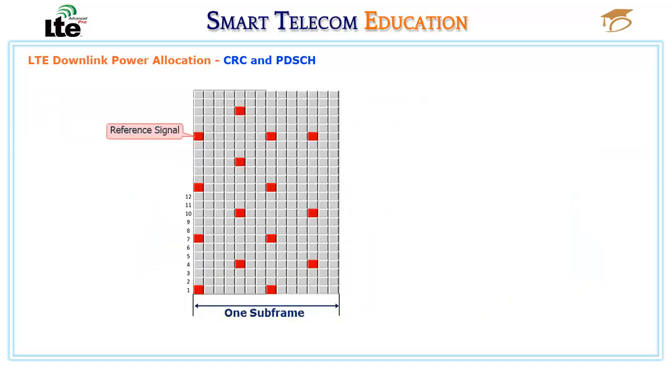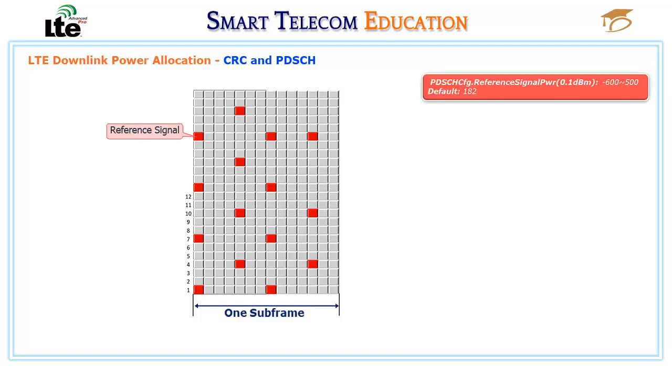CRS are transmitted in all downlink subframes. They serve as a basis for downlink channel estimation and are used for data demodulation. The CRS power is indicated by the energy per resource element, and is determined by the reference signal power parameter. The reference signal power parameter specifies the reference signal, RS, power output by a remote radio unit, RRU.